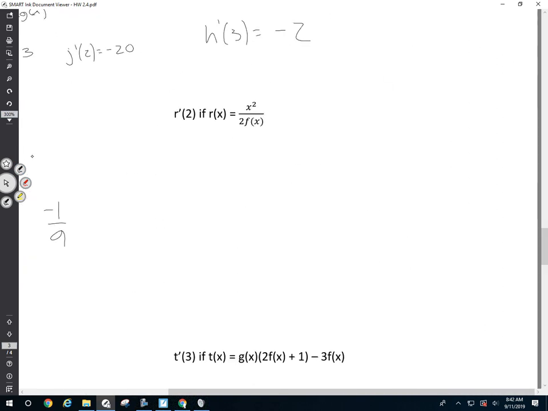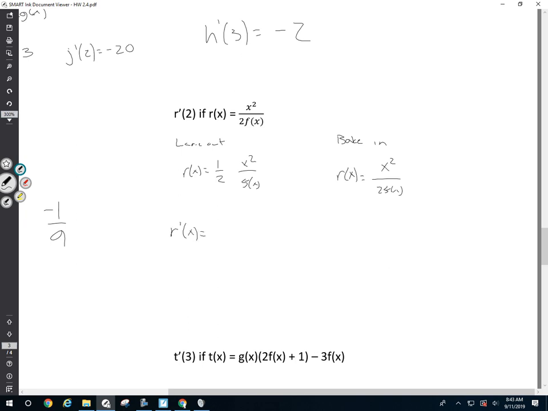All right, here we go. R prime of 2. R of x is equal to x squared over 2 f of x. Two ways to handle the 2. You'd either leave it out and say R of x is equal to 1 half x squared over f of x, and just worry about the 1 half later. Or you could bake it in. Now, I'm going to tell you that, especially with the products, with the quotient rule, that it is easier to leave it out. Okay, I'll show you.